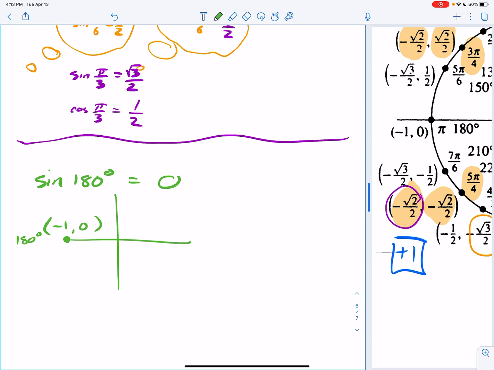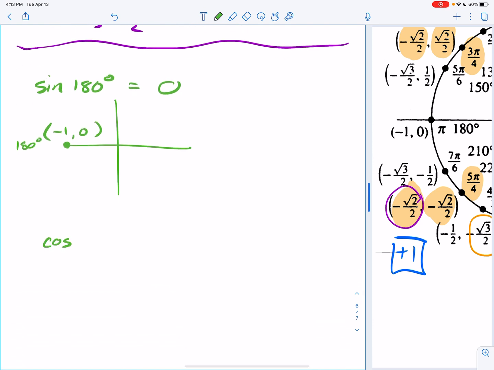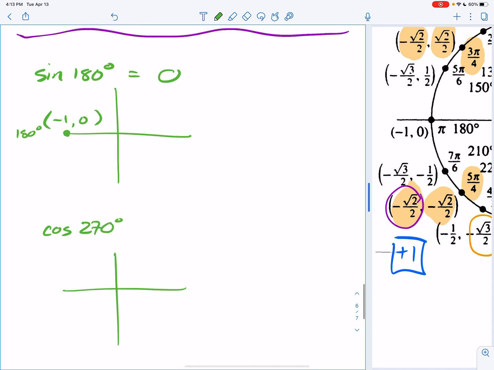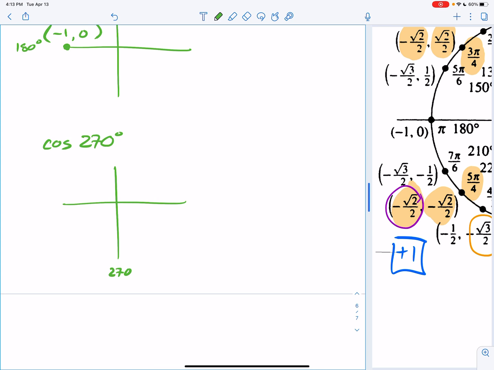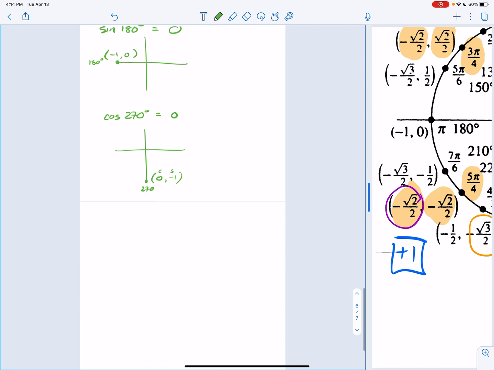Not that bad at all, okay? So let me give you another one. Cosine of 270 degrees, okay? 270 is definitely down. 270 is down below. So if I were to plot that point, that's definitely 0, -1. And cosine is the x-coordinate because we go in alphabetical order. So cosine is definitely 0. Quadrantal angles are super easy if you just draw out the axes, okay?